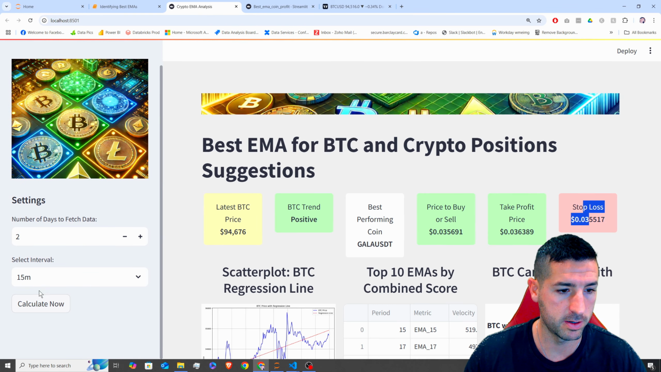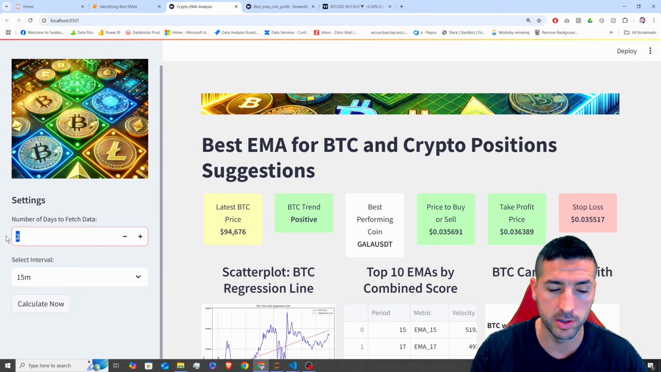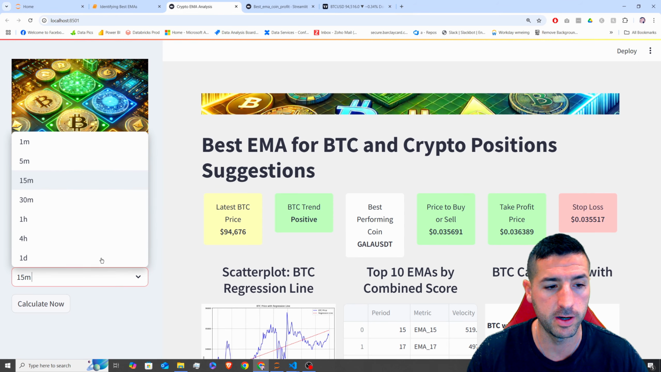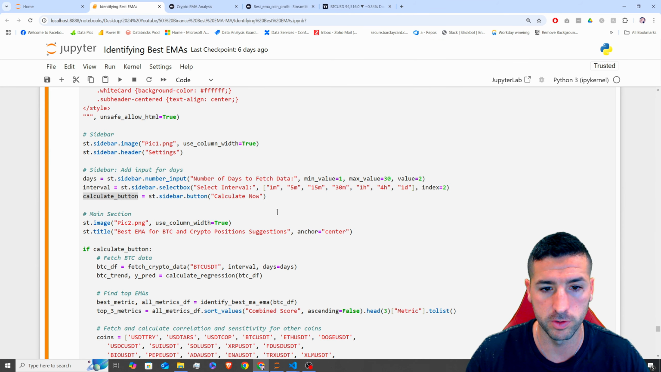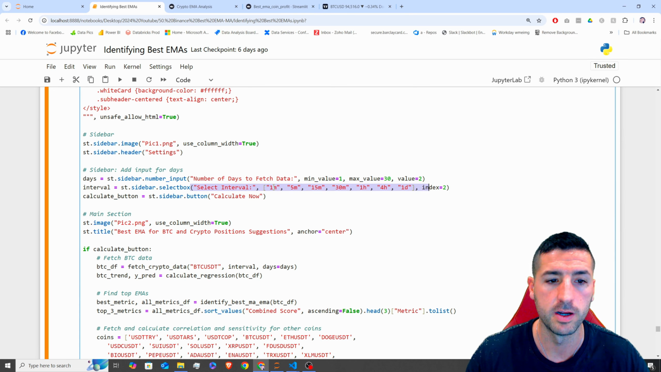If I go back, you can see calculate now. And in the days, you can actually type in the days. The interval is actually a list. So if we check, you can see over here is a list, a select box, and then the days is actually a number input.